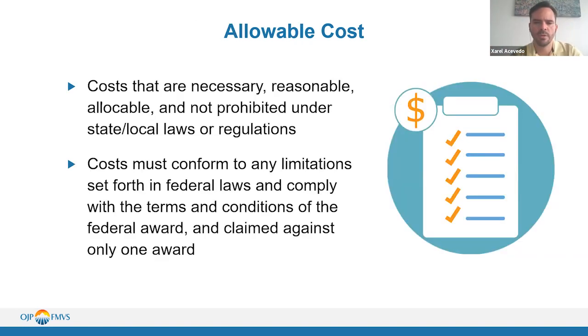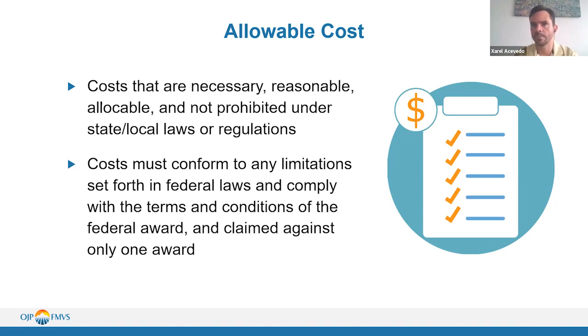All right, so now we're going to talk about what an allowable cost is in general terms. Okay, an allowable cost is one that is necessary, reasonable, and allocable. Those are the three big pillars when trying to determine if the cost is allowable or not. Remember, necessary for the program. If I don't have it, my program is not going to be able to run well. Okay, it has to be reasonable.